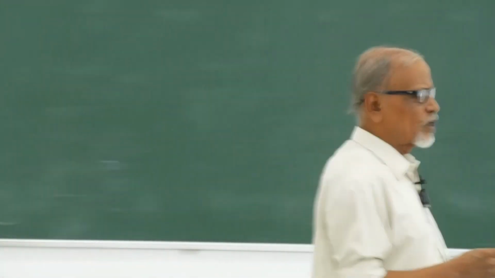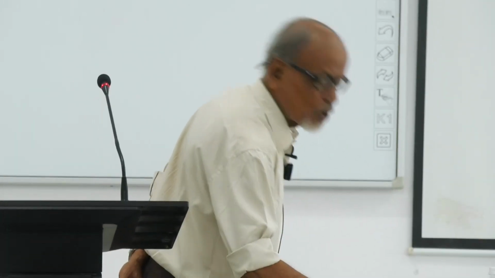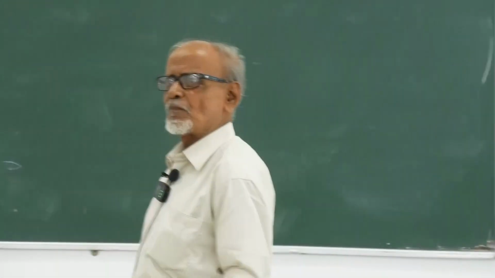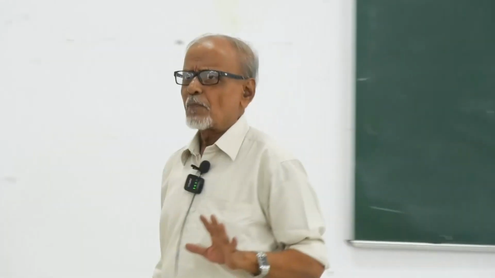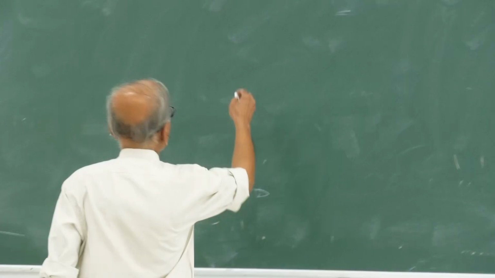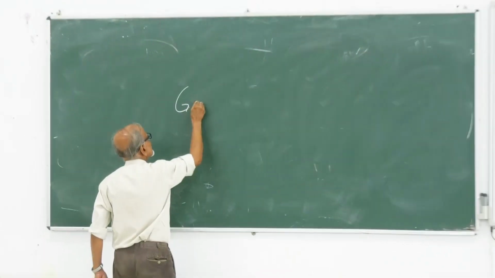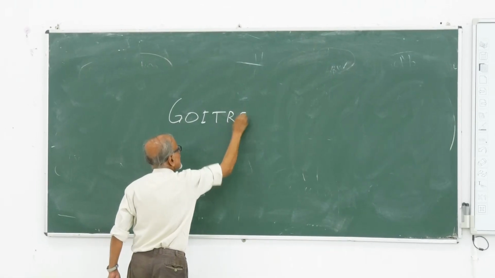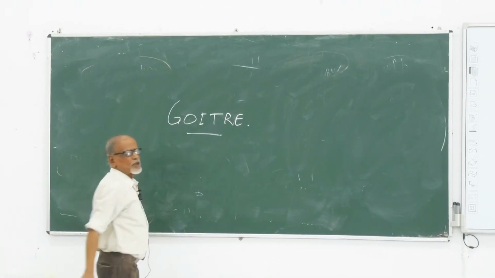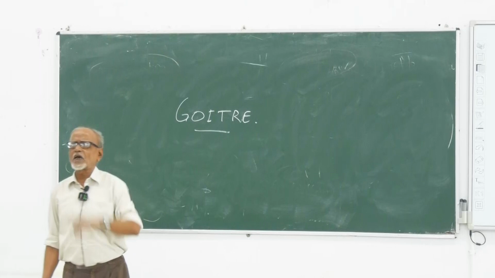I think your endocrine is done, has physiology been done or not? Endocrine physiology is done, right? Then there is a condition involving the thyroid gland called goiter. The spelling is like this: goiter. Goiter means a swelling of the thyroid gland.